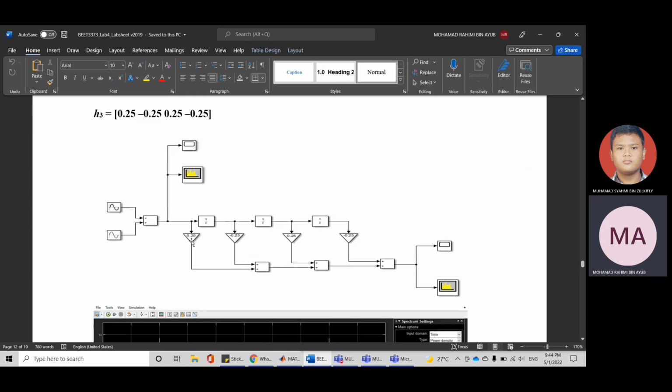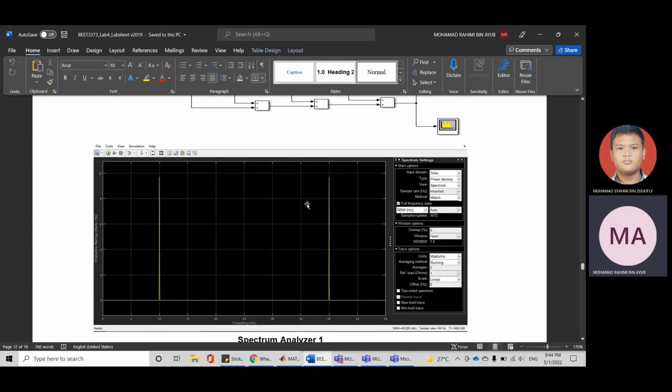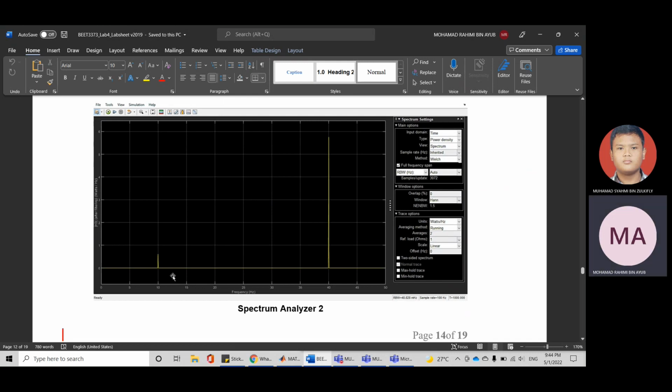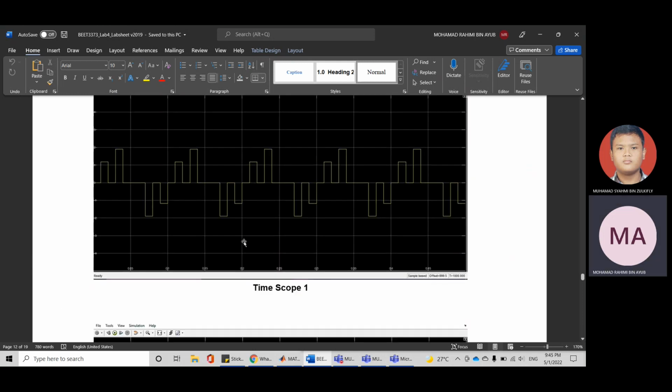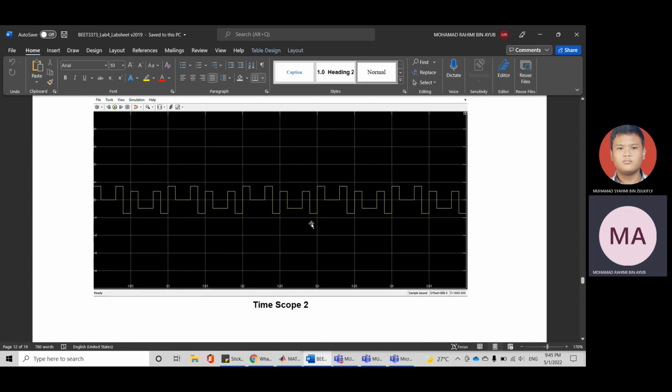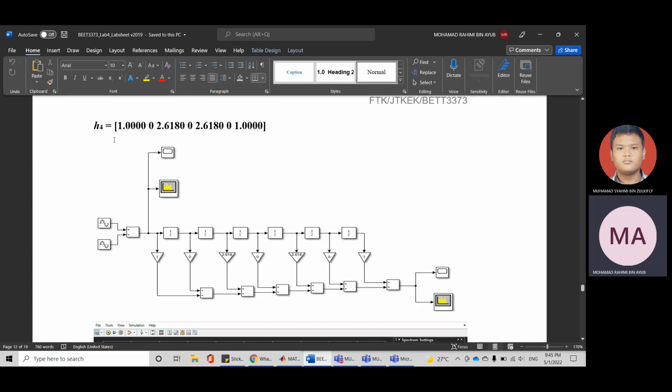For the H3, we can see there are 4 values: 0.25, negative 0.25, 0.25, negative 0.25. So I already inserted into the gains 0.25, negative 0.25, 0.25, and negative 0.25. After I run, the graph is also the same for spectrum analyzer 1, but for spectrum analyzer 2 it's different. For the H1, we can see at 10 it becomes a peak, but at 40 it becomes only a little bit of peak. But for the H3, it's different. It's reversed. This is for time scope number 1, which is the same, and this is for time scope number 2, which is different from the others.